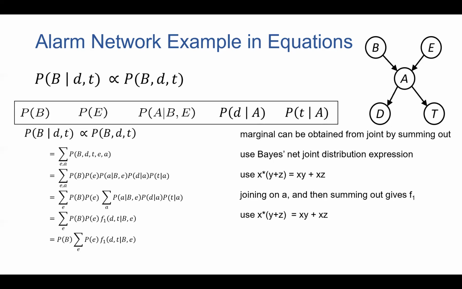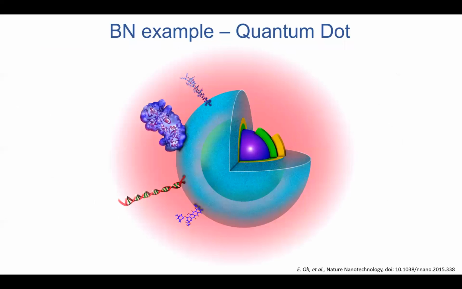Then within this, we saw that all the factors that had E, we pushed them all the way to the end, brought the summation part in, because this doesn't have E, and then did the summation and found another factor, which is F2. This is all what we did in the previous 2 or 3 slides. And then join, and then finally we get the P of B and F2 of D, T, and B. That is it. And this is actually what I wanted to show you guys.